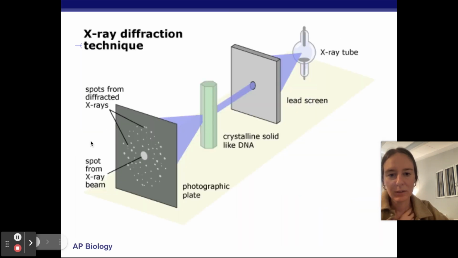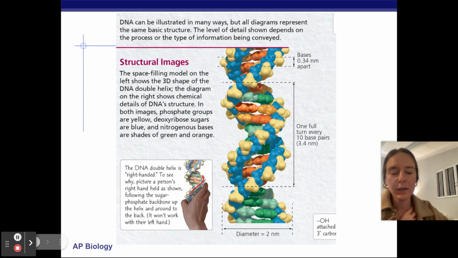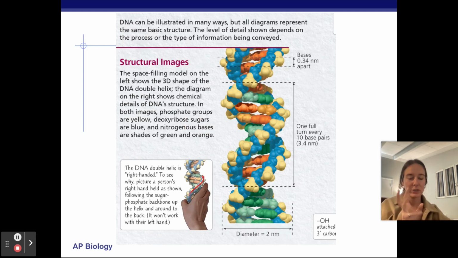All right, so looking a little bit closer at DNA, we're going to pause our history lesson for now and look at some examples and models of what DNA looks like. There are so many different illustrations. They're all representing the same basic structure, but we're zooming in or out. Here we see a space filling model. This is like the actual 3D shape of the double helix. We can see all the different chemicals or molecules that make up this double helix.